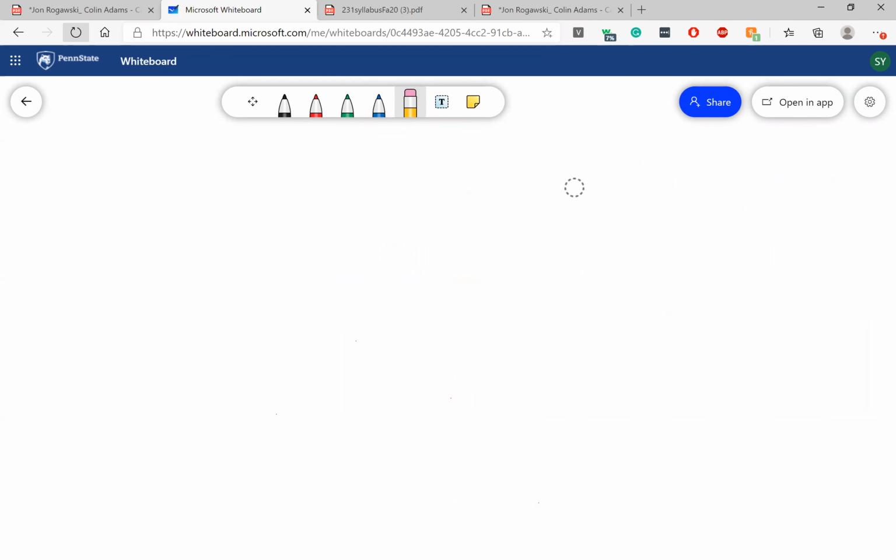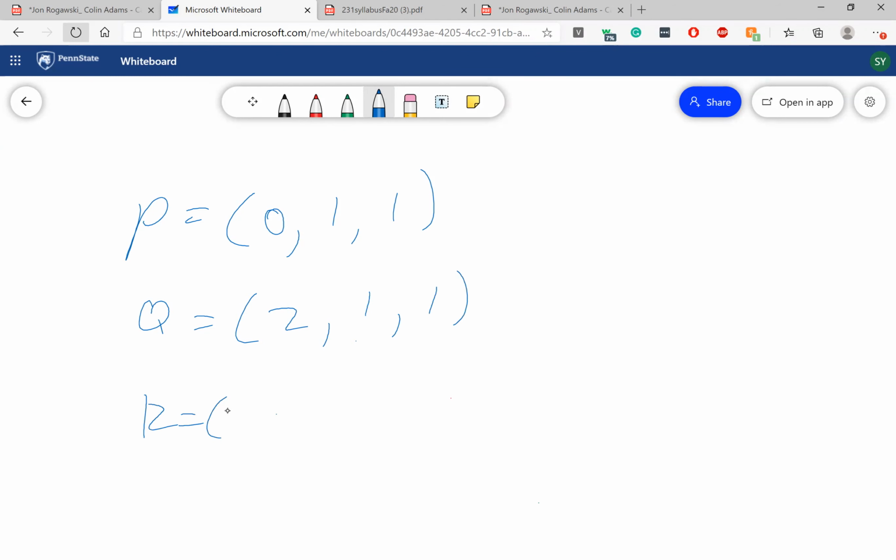So let's take our points. Let's imagine we want to find a plane through the points P is equal to the point (0, 1, 1), Q is equal to the point (2, 1, 1), and R is equal to the point (1, 0, 0). So now we want to find the plane that goes through these points.